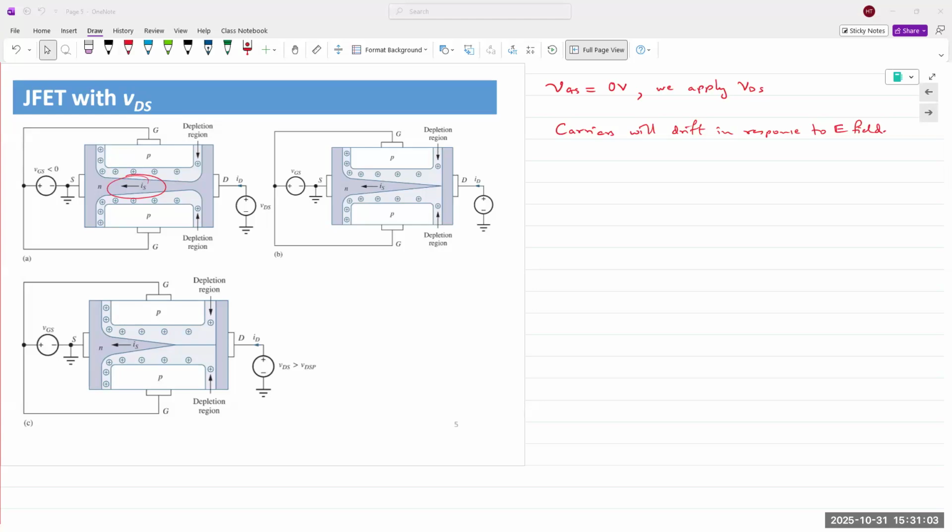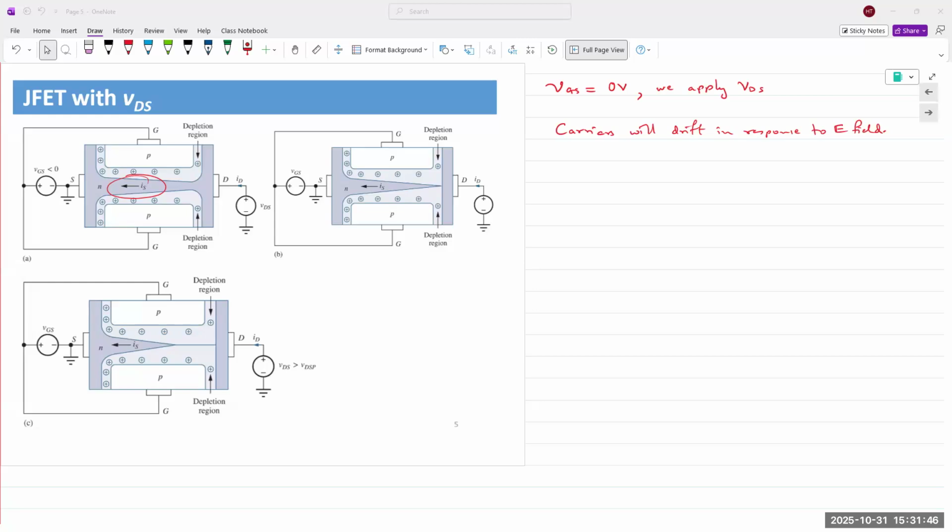So now, take a few seconds and look at the biasing. Let's say VGS is 0 volts, but you're applying positive voltage at the drain and negative at the source. What does it do to the depletion regions? So what is the application of VDS, the drain to source voltage? We are applying a positive voltage at the drain, negative at the source.